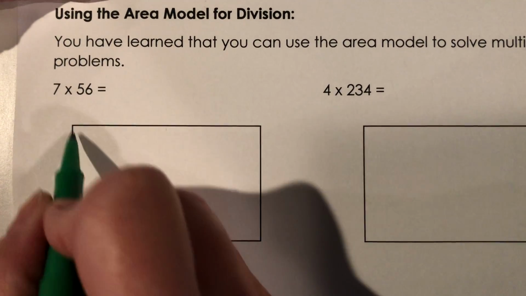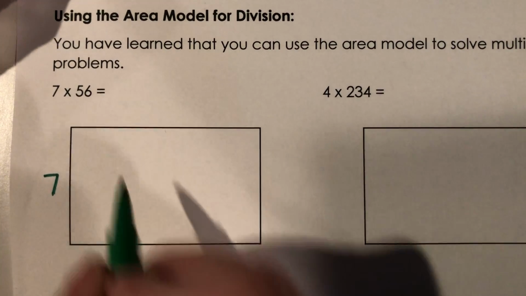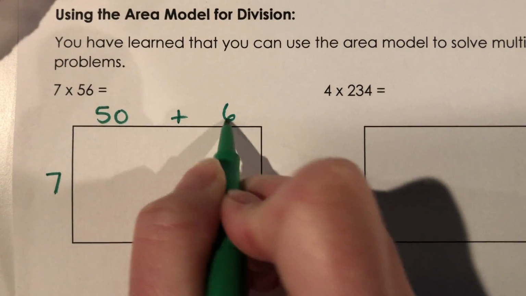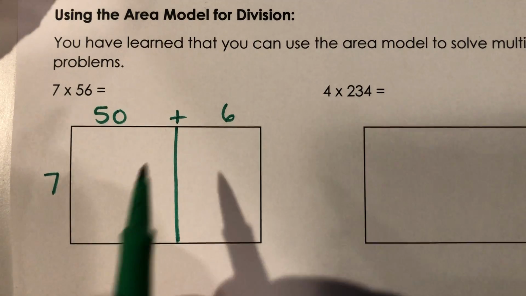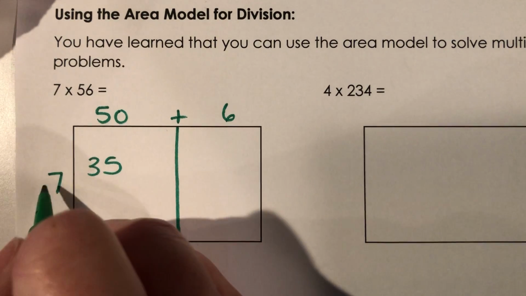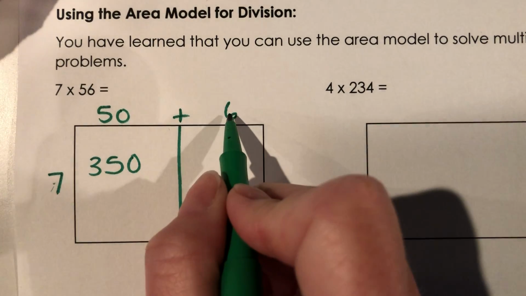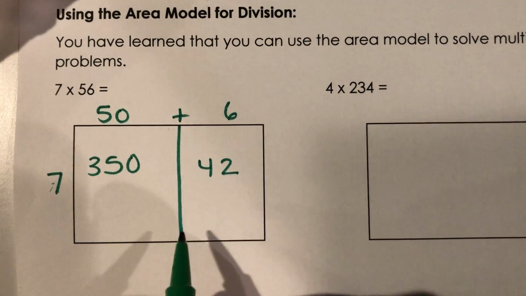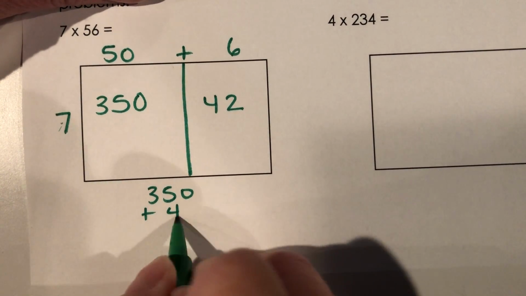So because this is a rectangle, I took the 7 and we put it on the shorter side because 7 is lower than 56. And we broke up 56 by place value into 10s and 1s. And these were things that we could do in our head, right? If you know that 7 times 5 is 35, then we know that 7 times 50 is 350. And 7 times 6 is 42. Now, if our goal is to find the area of this whole thing, we just added those together. We took 350 plus the 42.